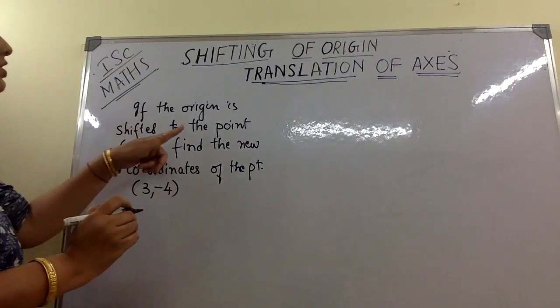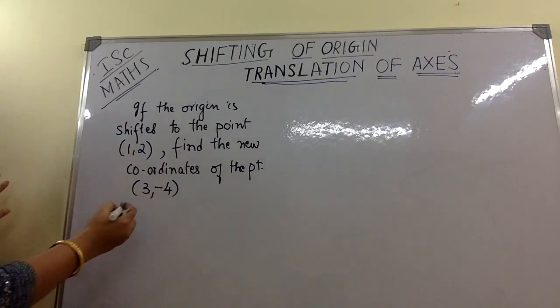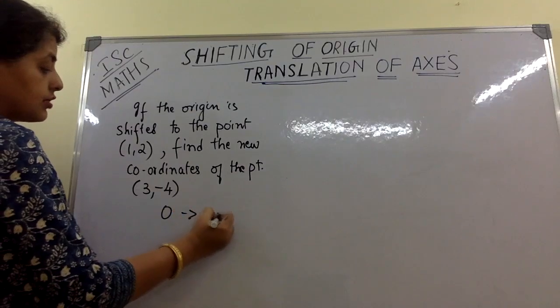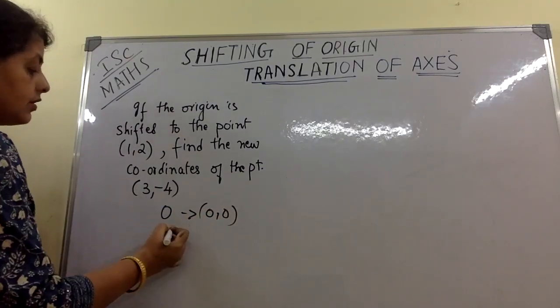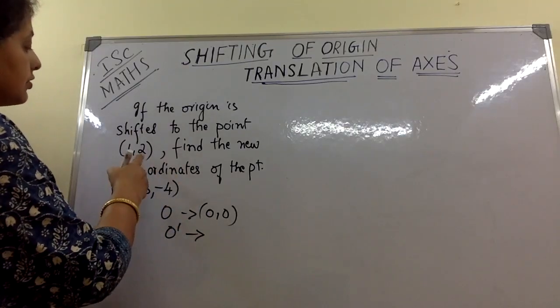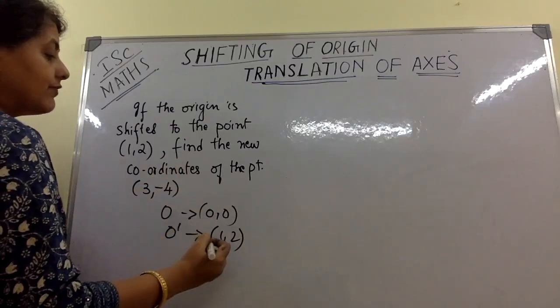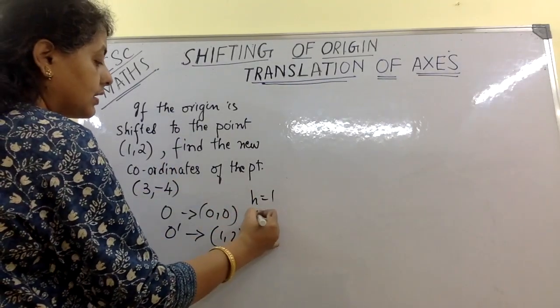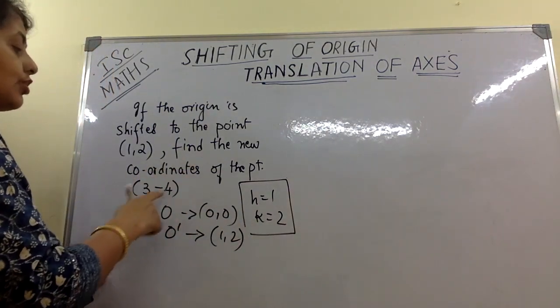So if the origin is shifted to the point, this is the new one. So O is 0, 0 and O dash is 1, 2. That has been shifted. So my value of h is equal to 1 and k is equal to 2. This needs to be written. Find the new coordinates of the point.